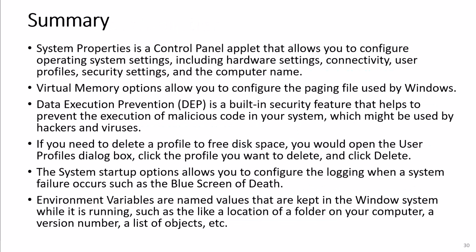In summary, System Properties is a control panel applet that allows you to configure the operating system settings, including hardware settings, connectivity, user profiles, security settings, and the computer name. Virtual memory options allow you to configure the page file used by Windows. Data Execution Prevention, or DEP, is a built-in security feature that helps to prevent the execution of malicious code in your system, which might be used by hackers and viruses.